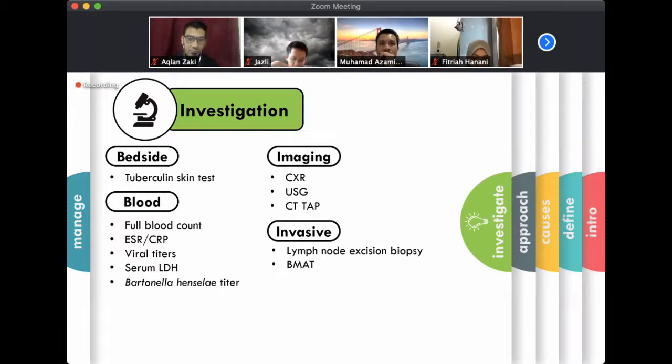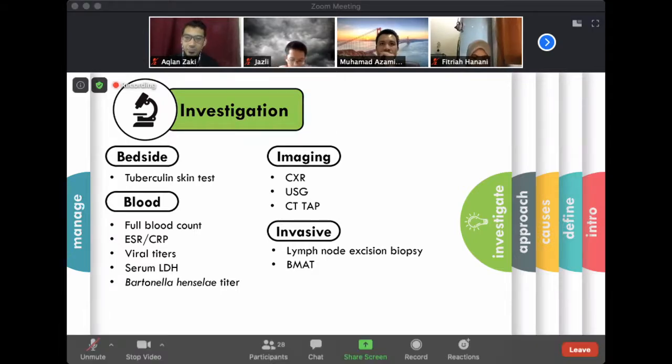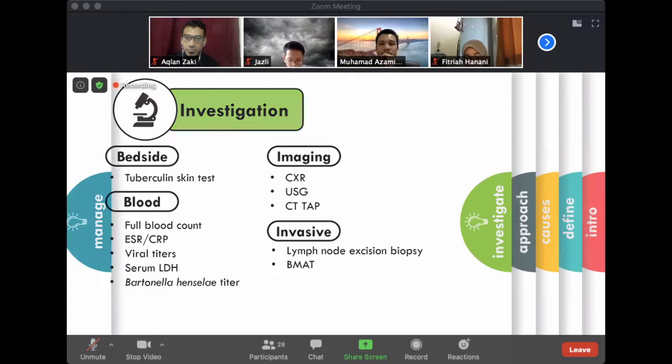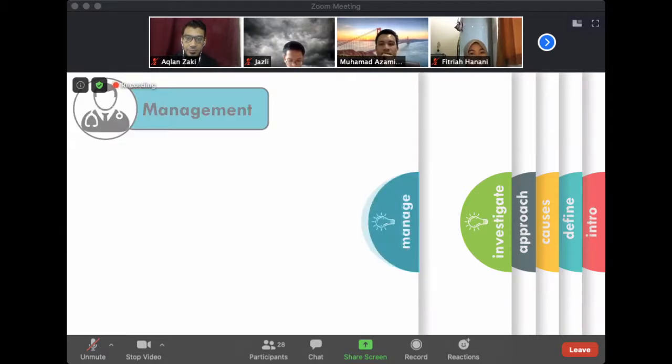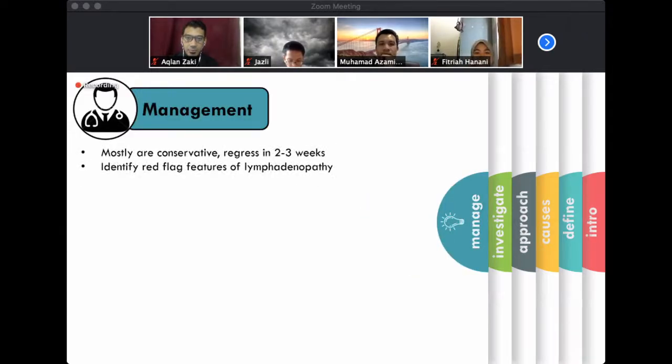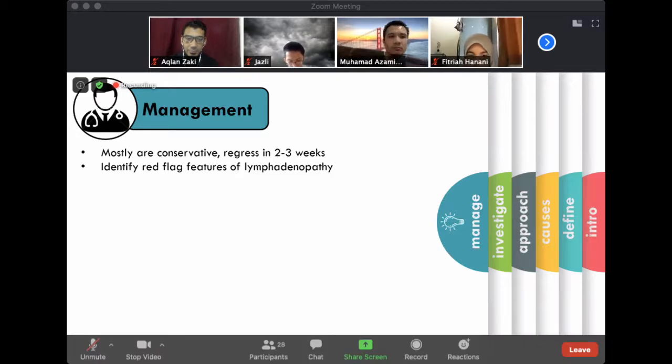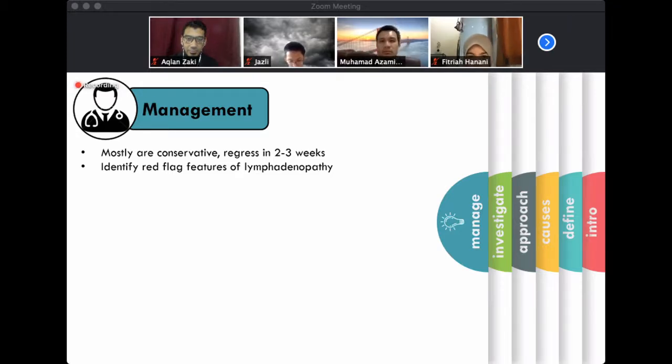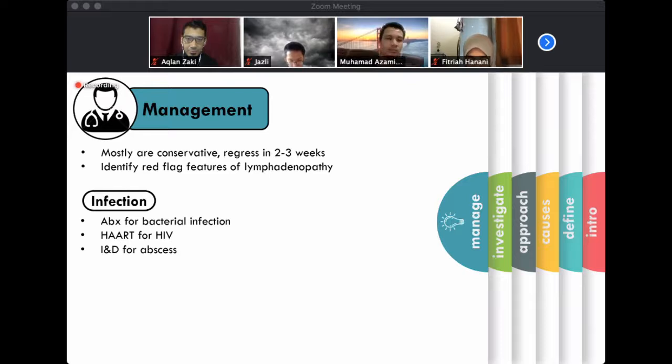So basically for the management, the treatment is said to be mainly conservative since most of the lymphadenopathy can regress within just 2 to 3 weeks. But the most important here is to identify the red flag feature of lymphadenopathy first. So to tackle the underlying problems, we need to manage it accordingly.